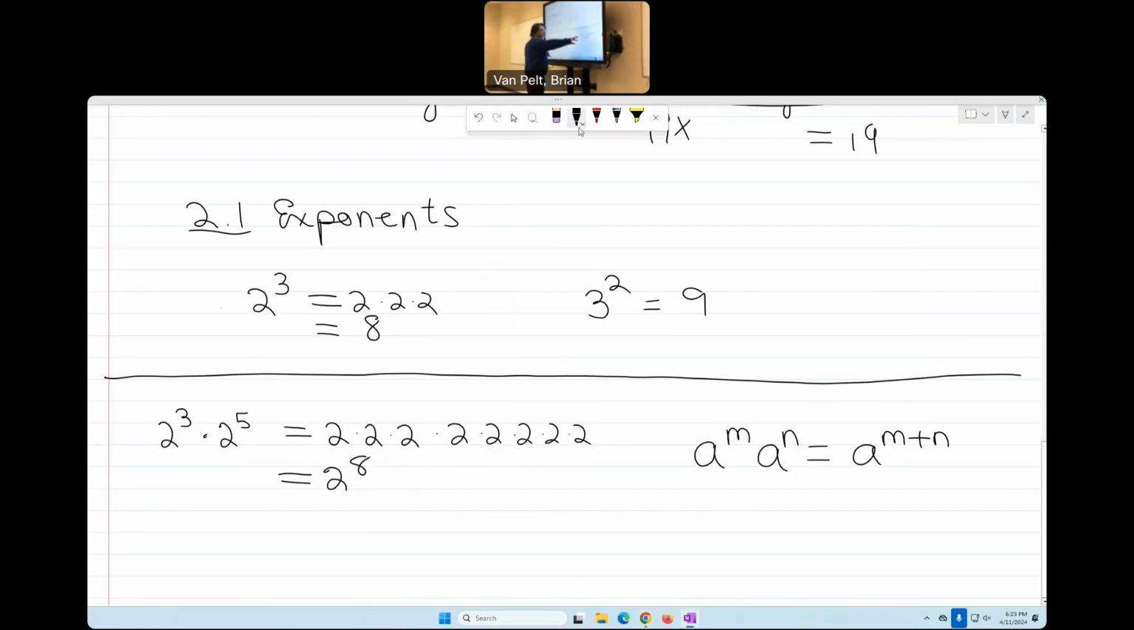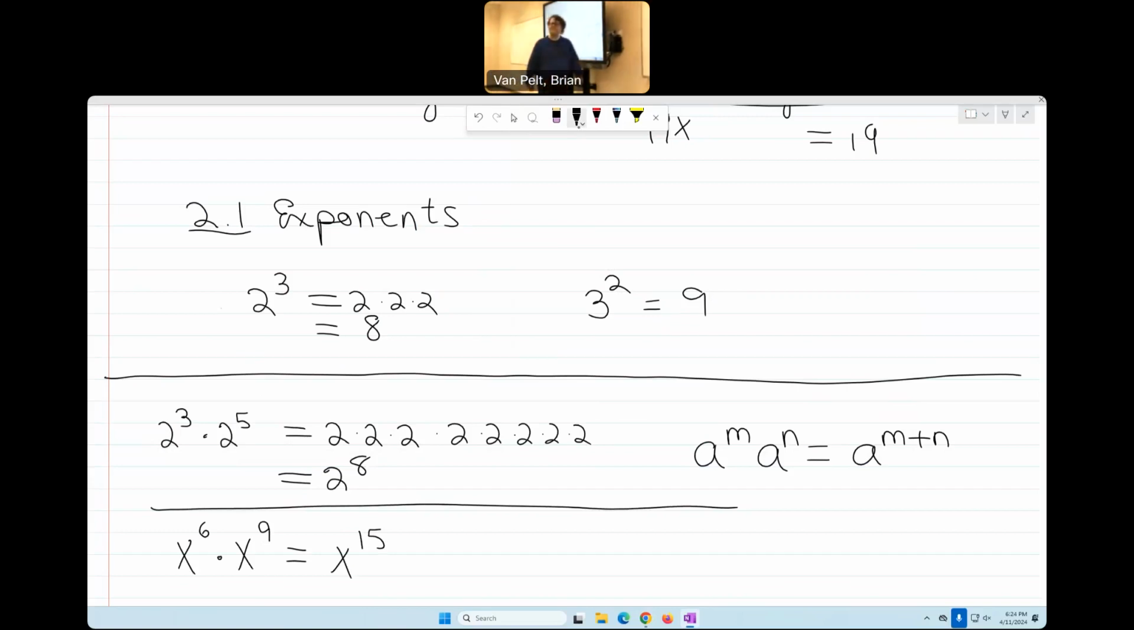So in this, the letter is not given to you. If I were to give you something like x to the sixth power times x to the ninth power and ask you to write it more simply, what would you write it as? X to the 15th power. I hope you can see the 6 of them followed by 9 of them, you can feel that it's adding up. Question about that?